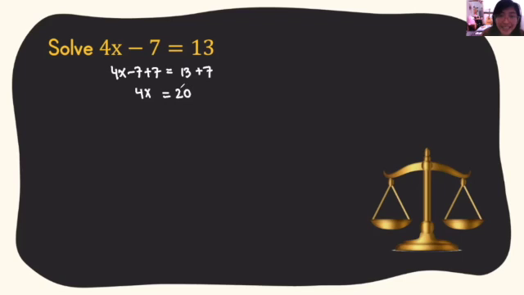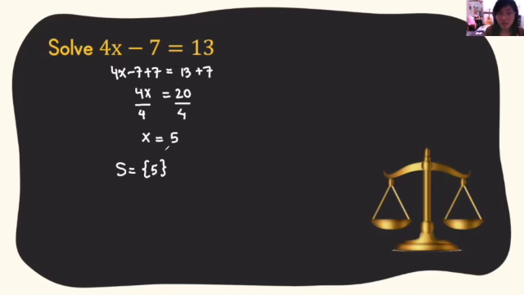Now, to get x, I need to divide by 4. One side divide by 4, the other side divide by 4 as well. And I got x equals 5. Are we finished yet? Not yet. You have to write the solution set because solving equation means writing the solution set. The solution set is 5.